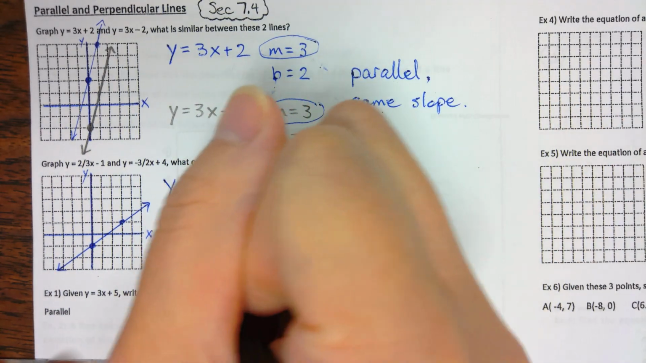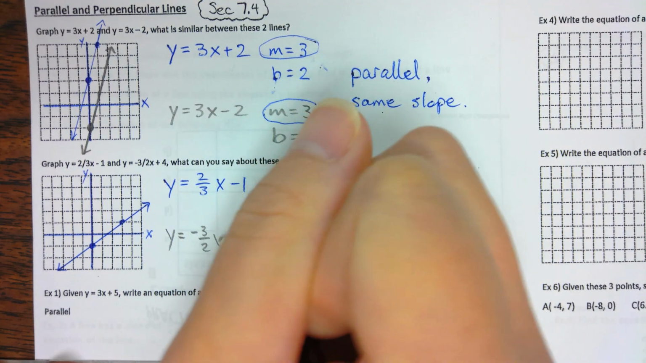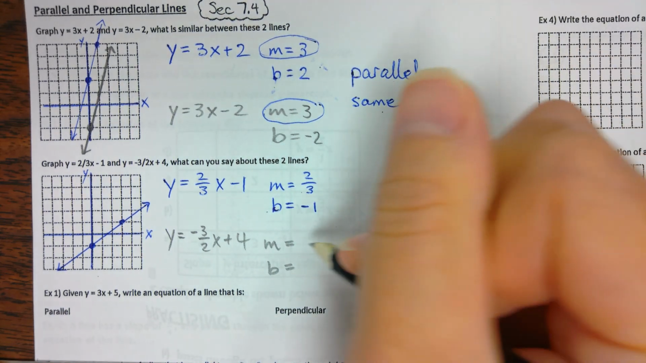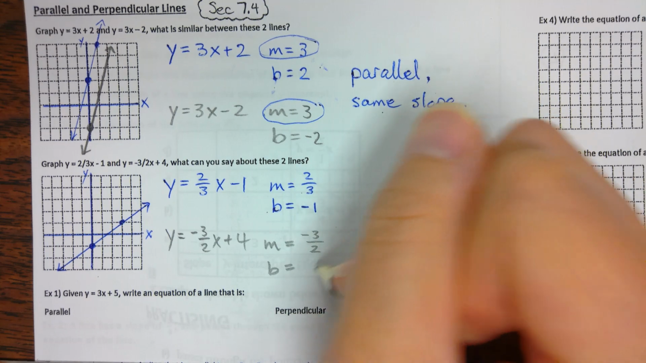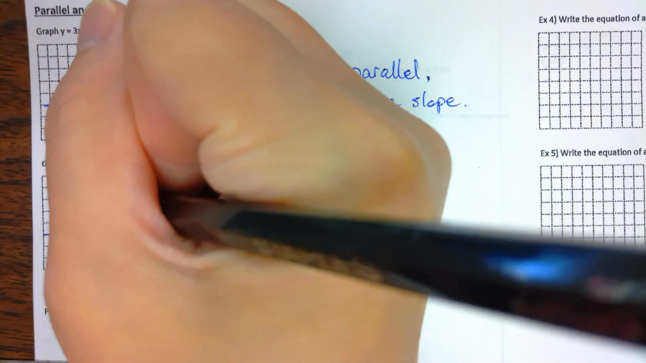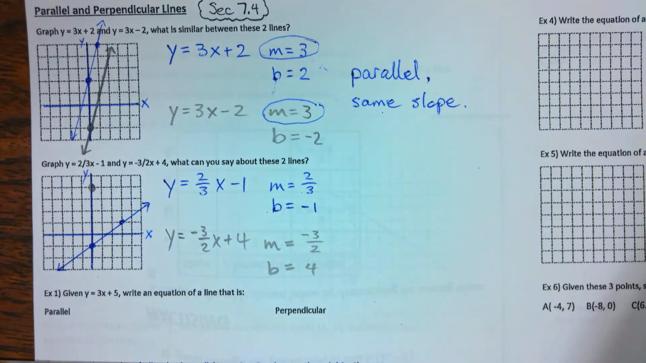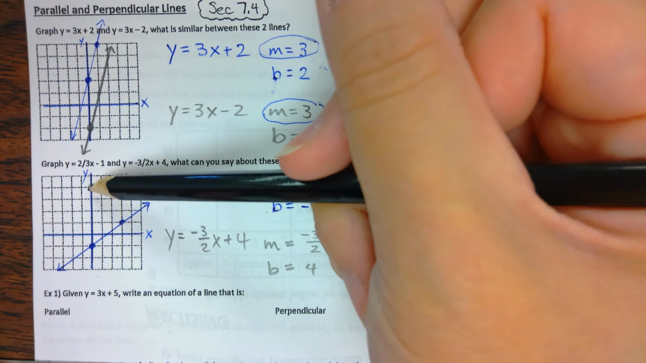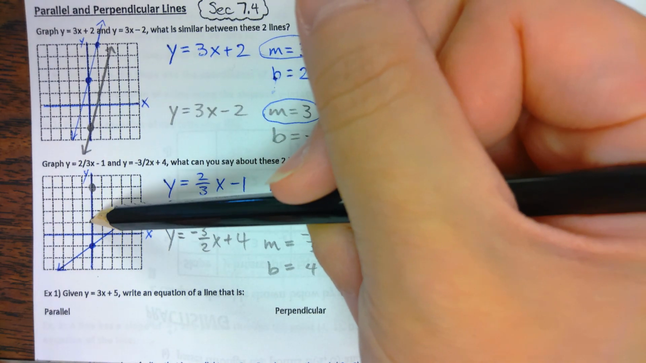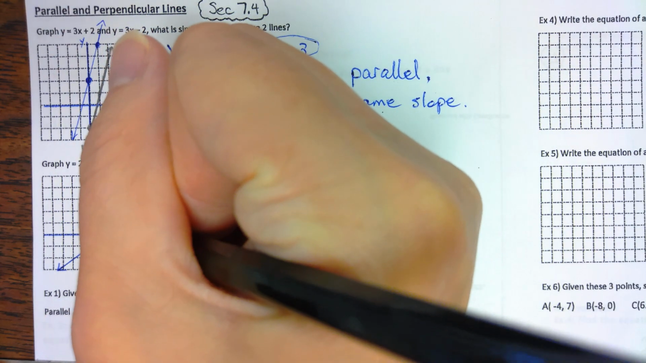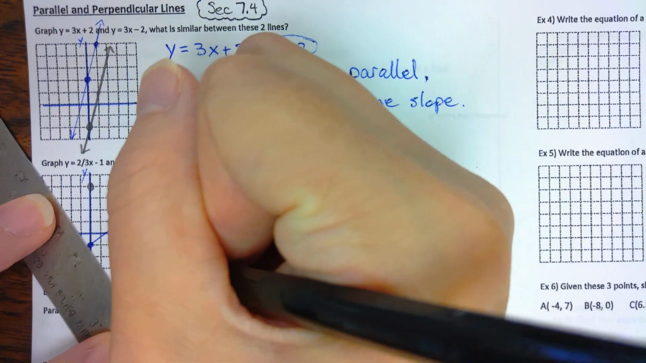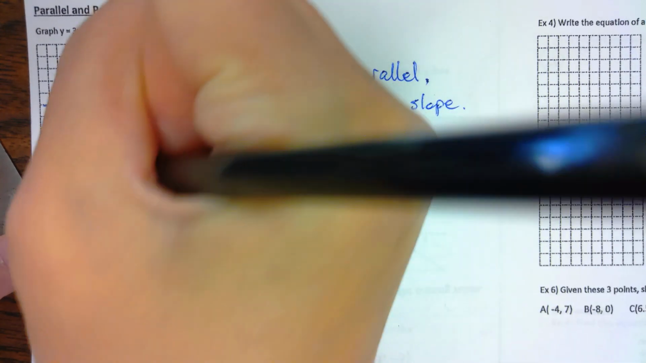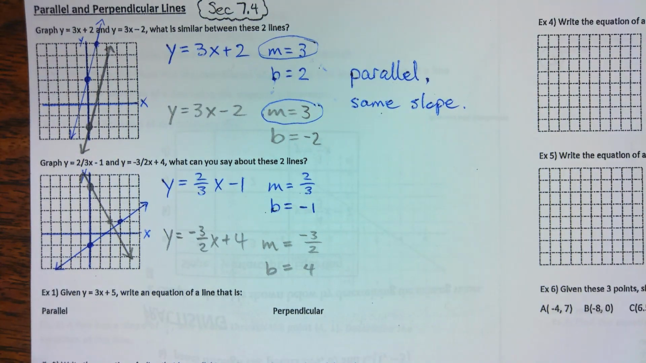Second line, y equals -3 over 2x plus 4. What's my slope? What's my y-intercept here? Slope is -3 over 2 and the y-intercept is 4. Right. Okay, so 1, 2, 3, 4. Plot my y-intercept first. Okay, there's my first point. And then from that point, I'm going to do my slope. So -3 over 2, down 3, over 2. Okay, draw this line. And there's my second line.